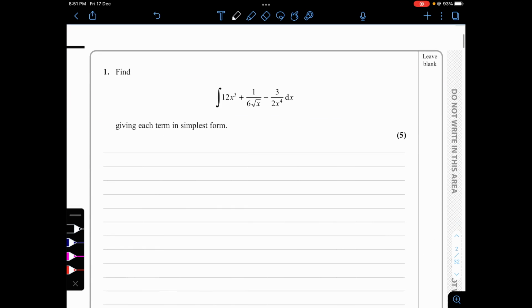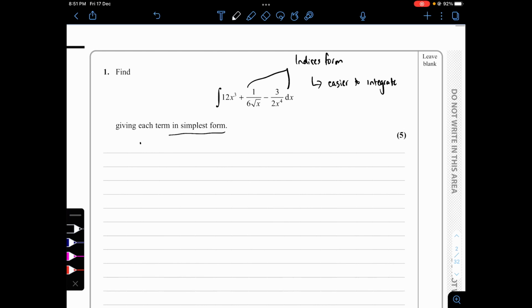So question number 1, find the integral of 12x squared plus 1 over 6 root x minus 3 over 2x to the power 4, giving each term in its simplest form. So the first thing we have to do is convert these two terms into indices form. We do that because it's easier for us to deal with and easier to integrate.